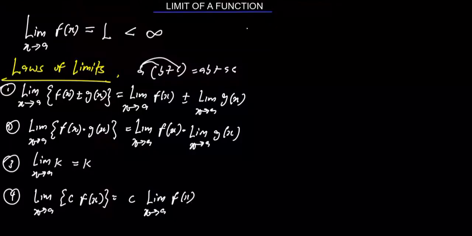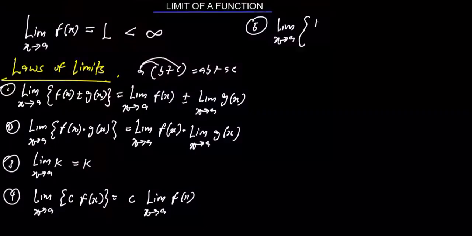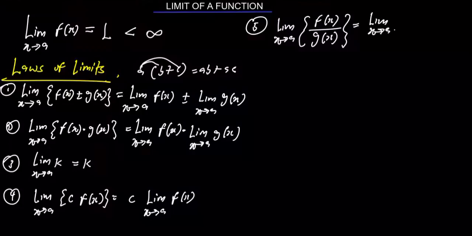As simple as that. The fifth law, if you are having the limit as x tends to a, remember this side we have products, but here we are having division. For example, if I have f of x divided by g of x, what will this be? You can separate this limit for both of them. So we're having limit x tends to a of f of x all over limit x tends to a of g of x.